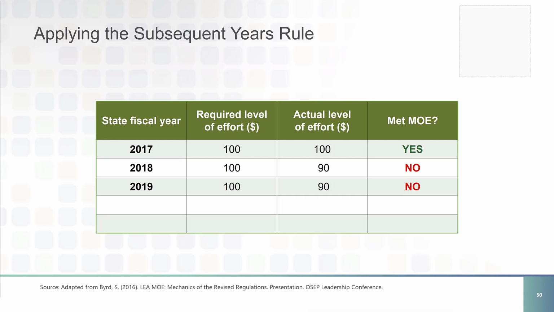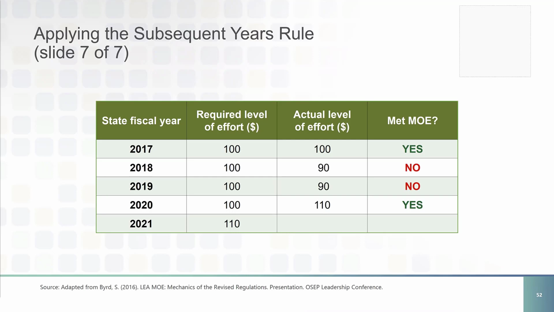Because the actual level of effort for 2019 is $90, which remained below the required level of $100, the LEA again would fail LEA MOE in 2019. In 2020, the LEA actually expended $110 and met the required effort, which remained $100 from when it was met in 2017. But by raising the amount of funds expended to $110, the LEA has reset the required level of effort to a higher amount for 2021 of $110. So the amount it must expend in fiscal year 21 is $110 in order to meet, because you met in 2020.